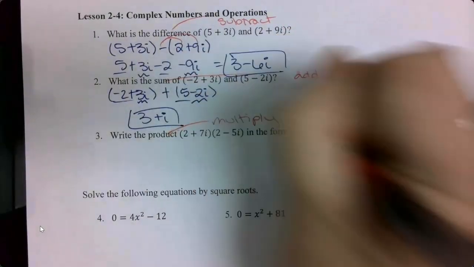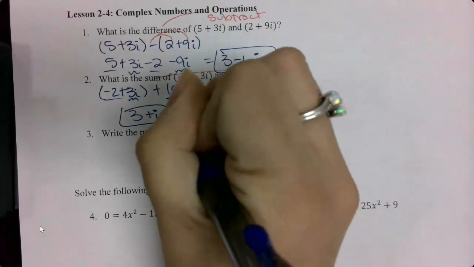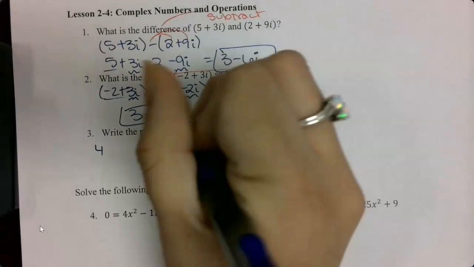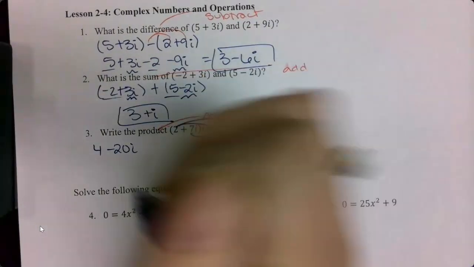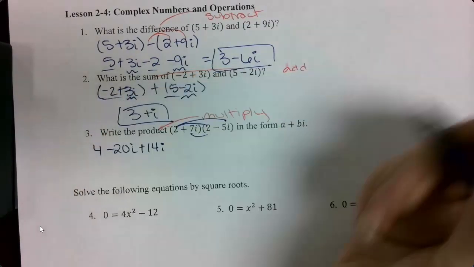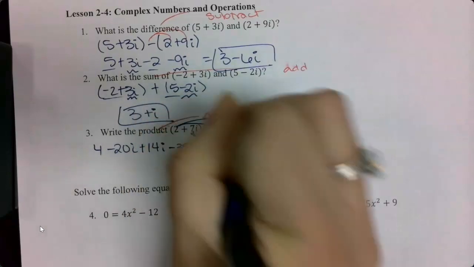Again, I can do this by hand, and I can type this into my calculator, so I'll do by hand first. If I'm doing by hand, I want to FOIL. I have 2 times 2, which gives me 4. 2 times negative 5i gives me negative 10i. 7i times 2 gives me 14i. And 7i times negative 5i gives me negative 35i squared.